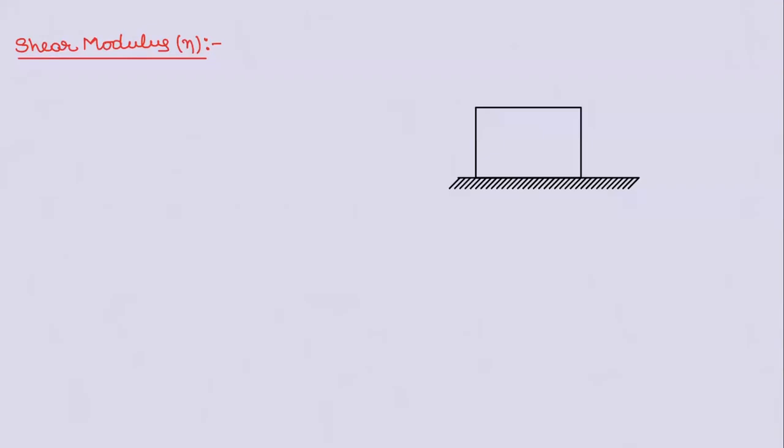We discussed very little of the basics of shearing. Now we discuss shear modulus. This is already explained, but anyway, I'll explain once again. Assume there is a block which is rigidly fixed at the lowermost point.